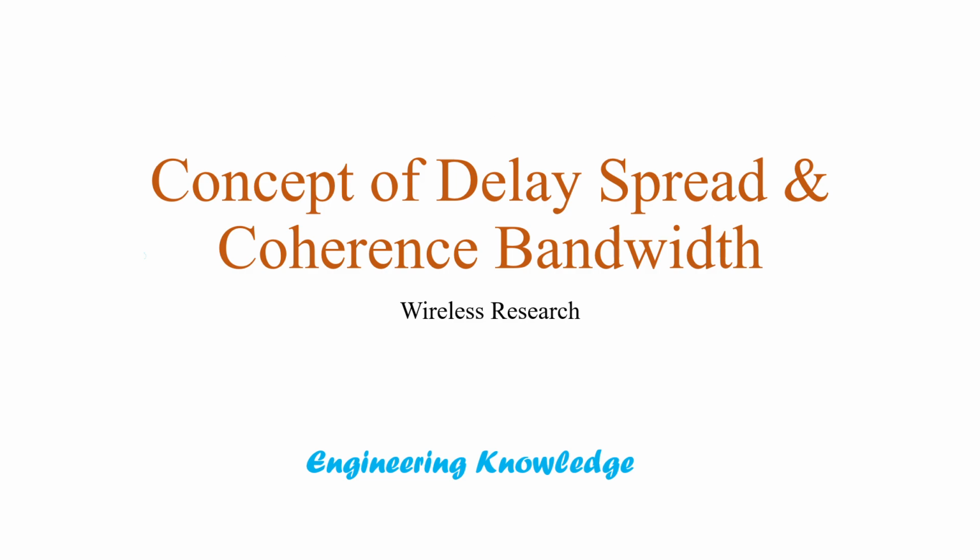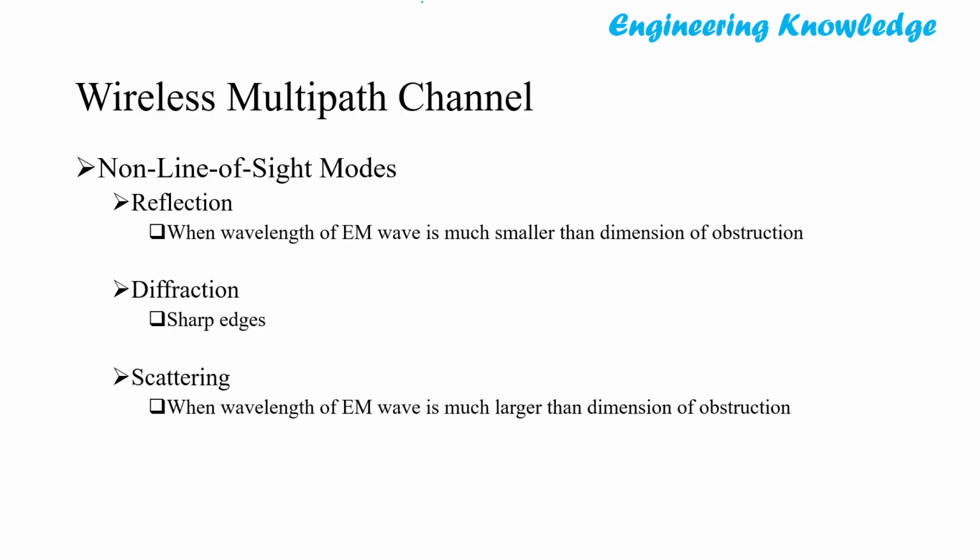Welcome to the lecture on the topic delay spread and coherence bandwidth. We have discussed that in a wireless communication channel, the signals that reach the receiver generally use multipath propagation. In multipath propagation, the transmission is generally NLOS, which means non-line of sight, and the signals reach using the phenomena of reflection, diffraction, and scattering.